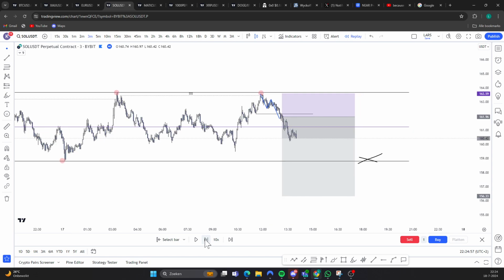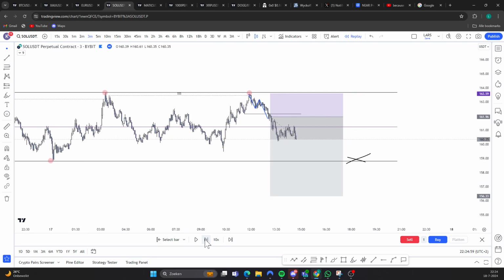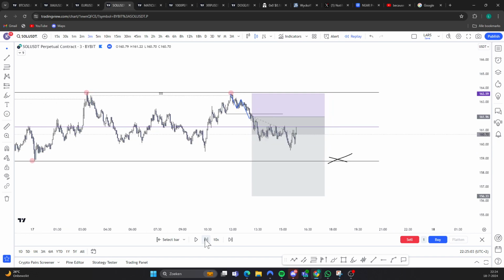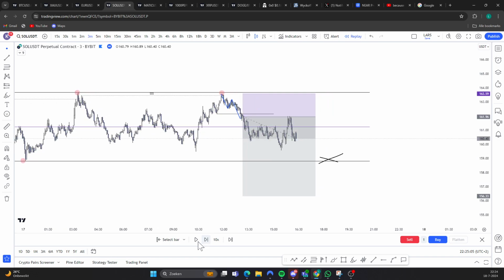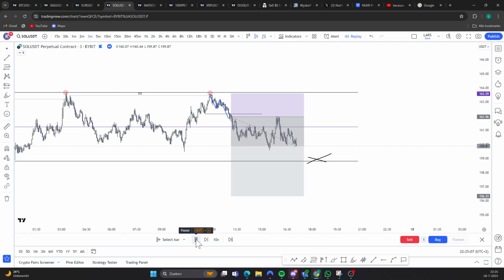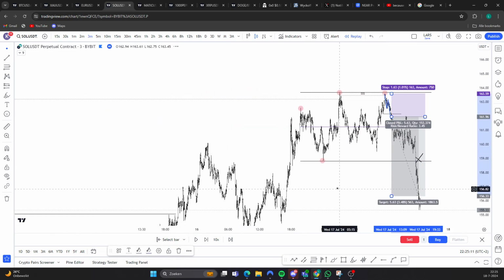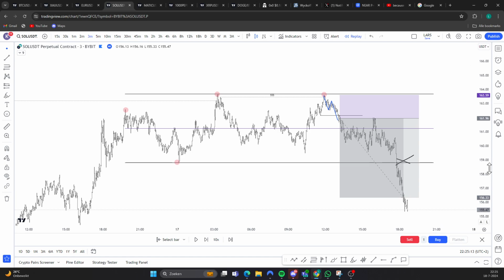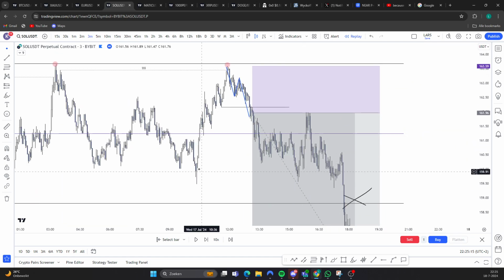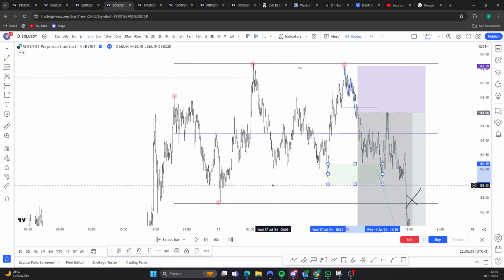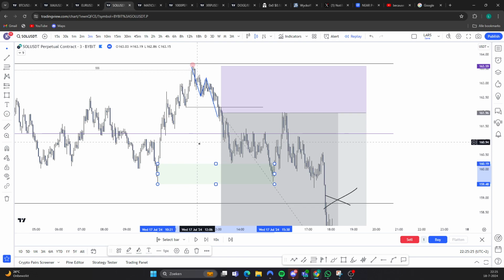There you go. It got the pullback, but it kept on respecting structure from the low up until right here we got the move down. Boom. Okay, hitting my target. So what happened here is that we had some demand remaining down here, which is, again, your extreme demand, your last demand remaining before tapping the range low. So we can always expect a bounce from there.